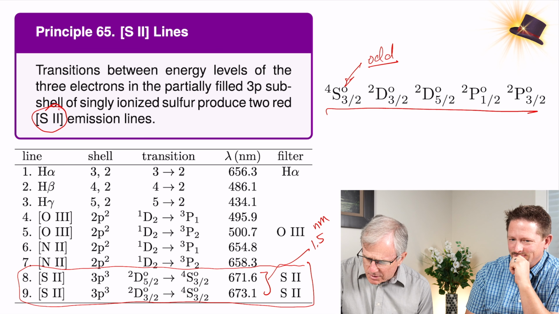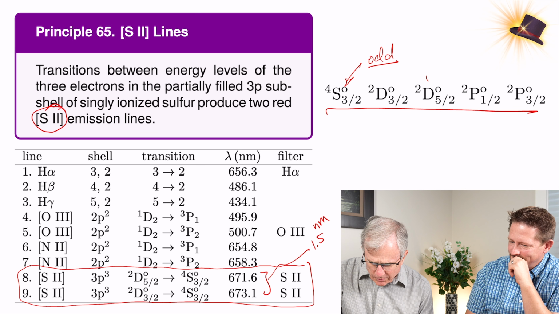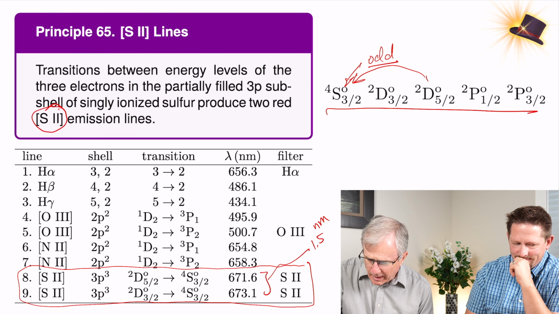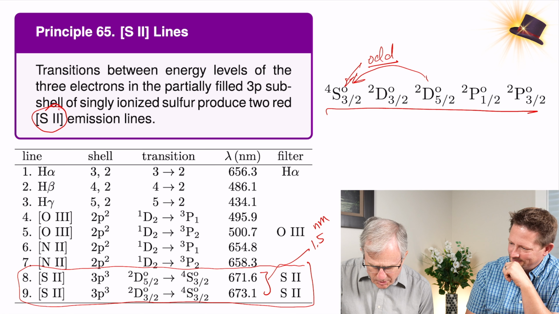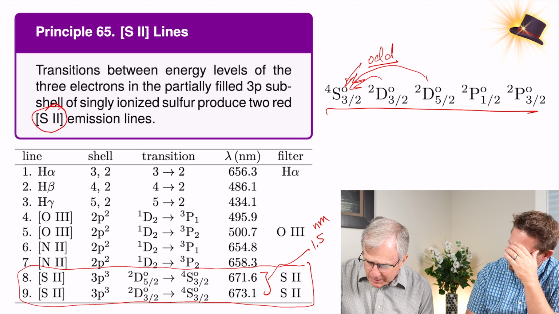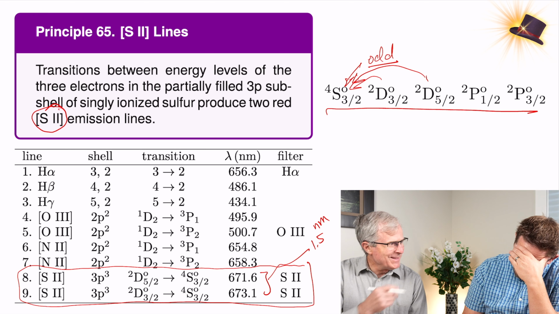Okay, and the 2 transitions are 2D 5/2 to 4S 3/2. So there's that transition. And then there's 2D 3/2 to 4S 3/2. So those are the two.